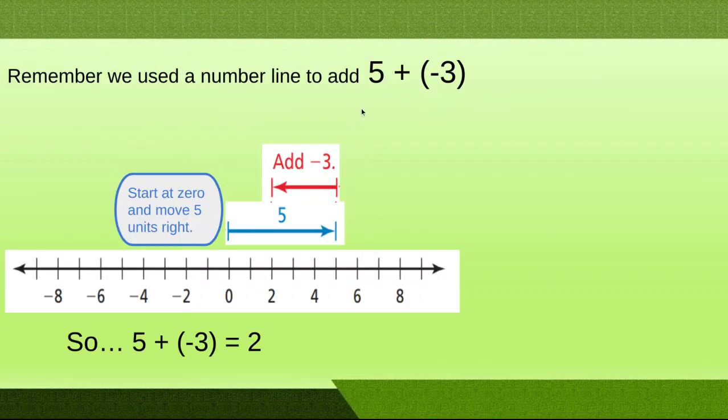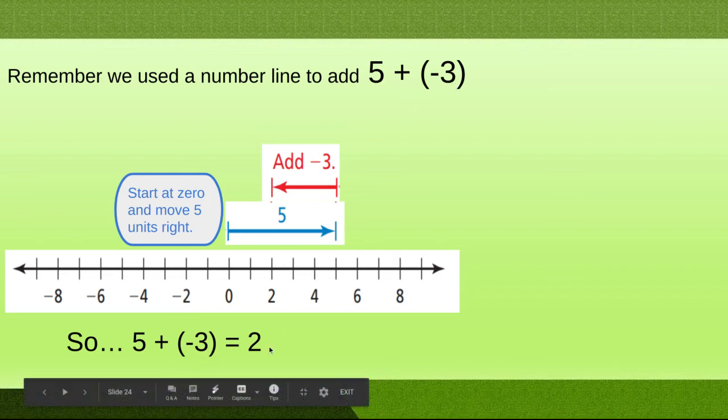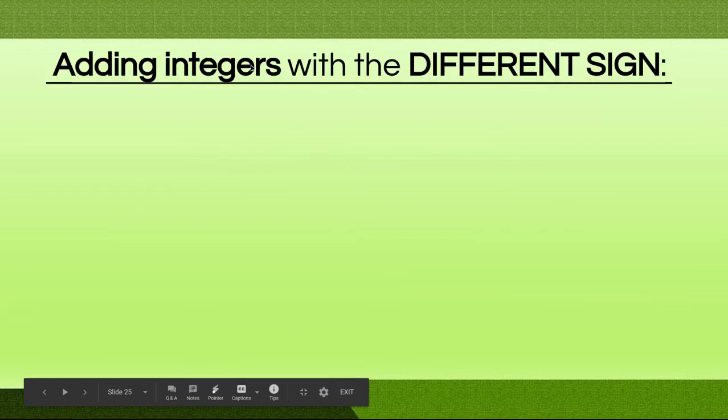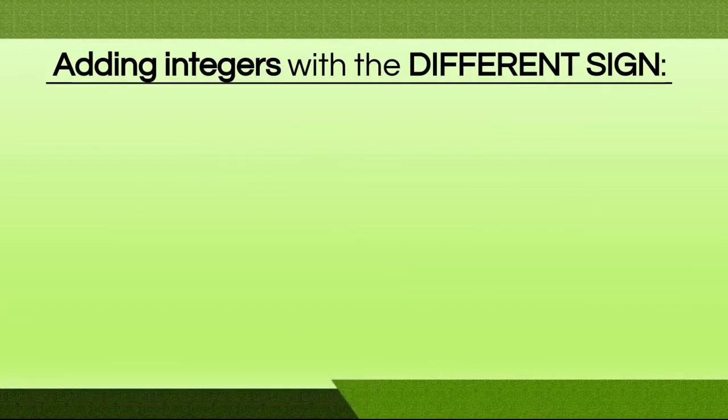What happens when we're adding numbers with different signs? So here on the number line, remember we started moving to the right 5 spaces, and then we moved left negative 3 because we were adding a negative 3, and we ended up at 2. If I ignored all signs, what's another way that we could get 2? Hopefully you caught on that 5 minus 3 does equal 2. And that's important when adding integers with different signs.